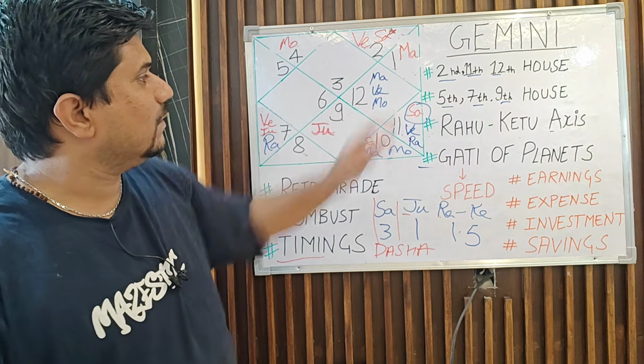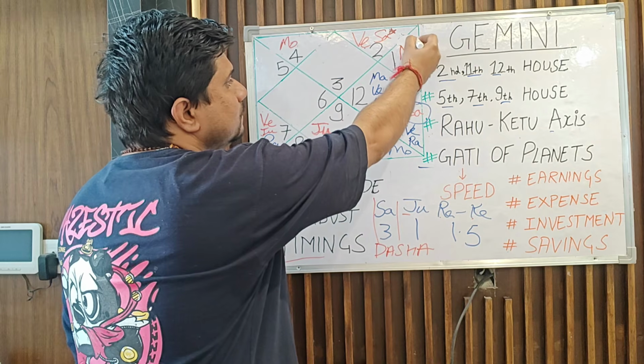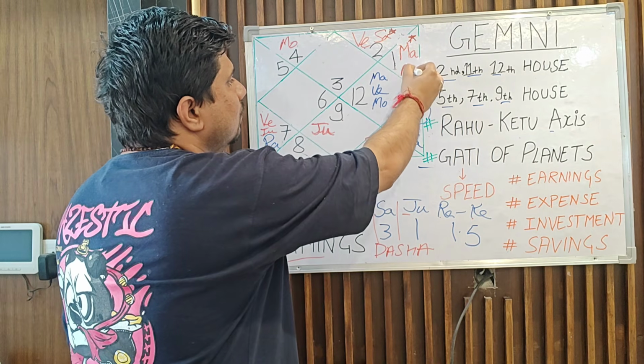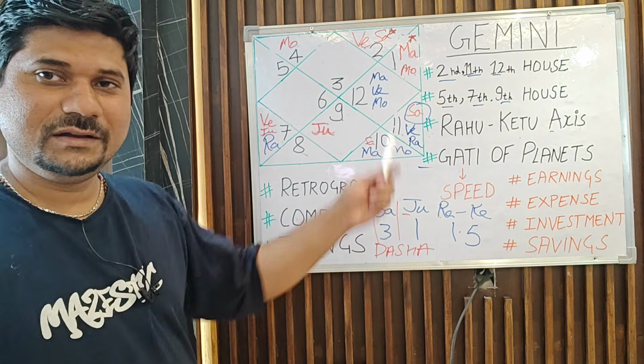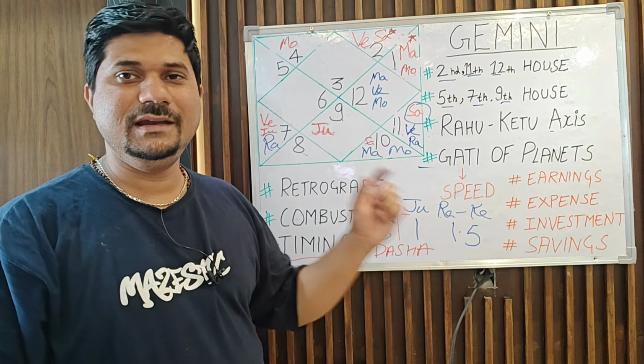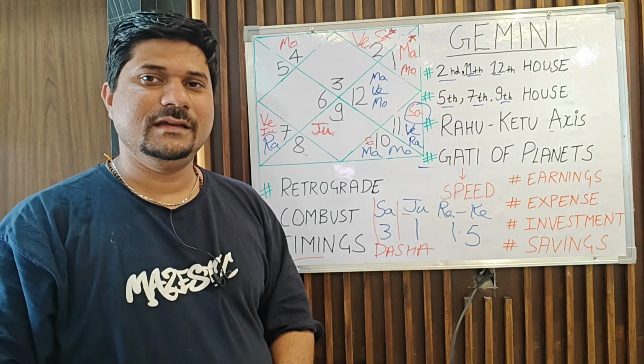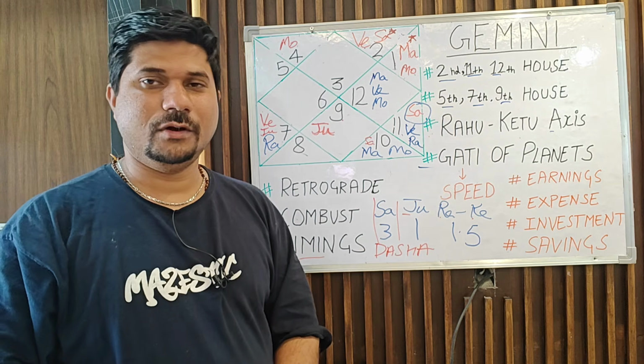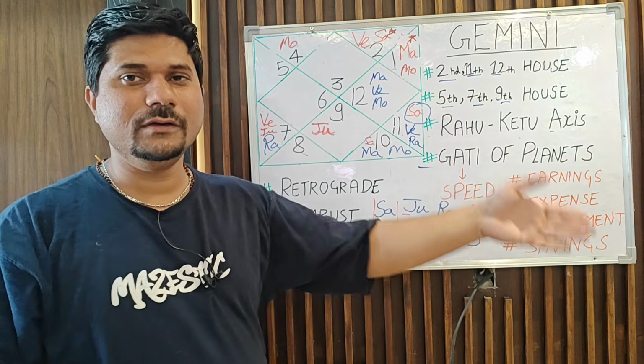Specifically if your money lord is retrograde, this one. It's a very deadly combination actually. Very, very deadly combination actually. Here it's not a promise of wealth. The promise of wealth is there, but the promise of losing wealth is also there.